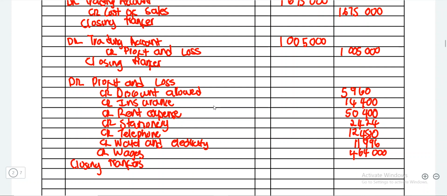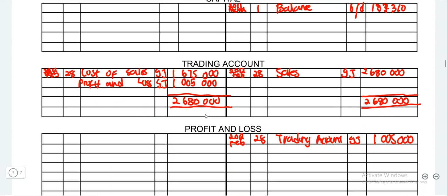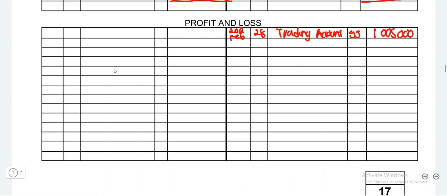And remember guys, I said in accounting you need to know how to work simultaneously. So immediately I'm going to go to my profit and loss and enter those things that I was telling you. Now remember, in your profit and loss, this is the debit side, and this is your credit side. On the credit side, you're going to put all your incomes, excluding the ones that are in relation to gross profit. Because you have already calculated that gross profit, there's no need for you to include it here.